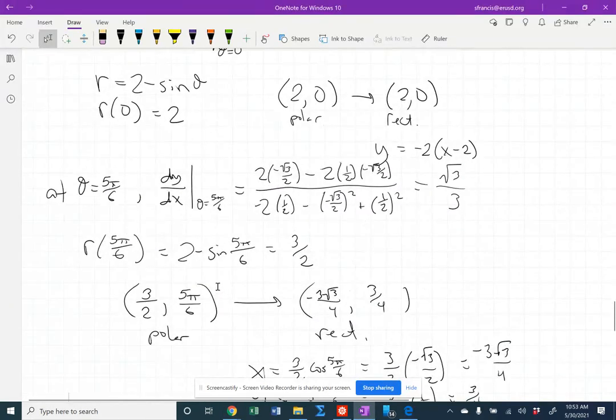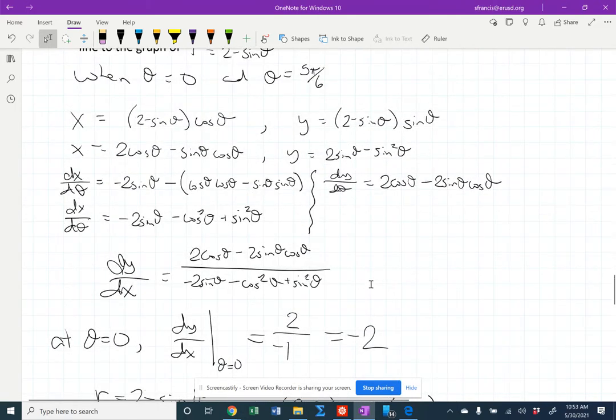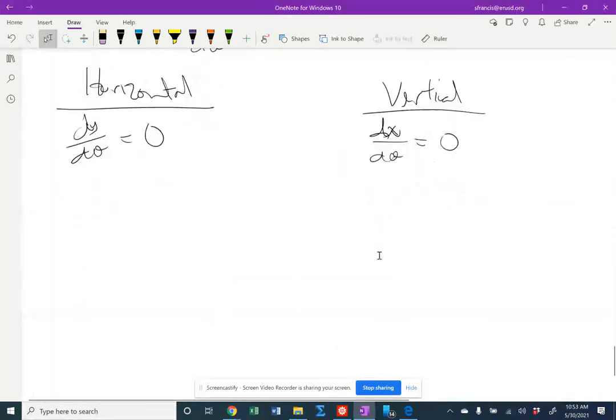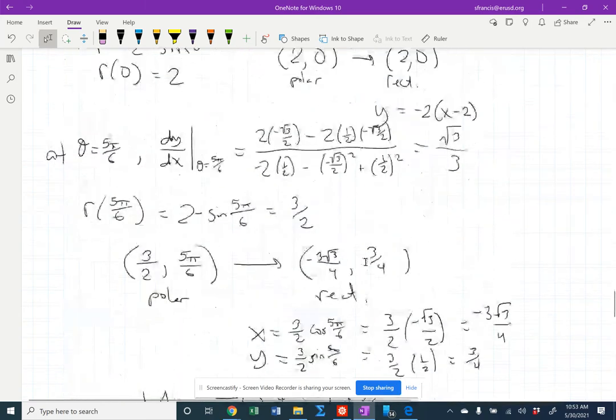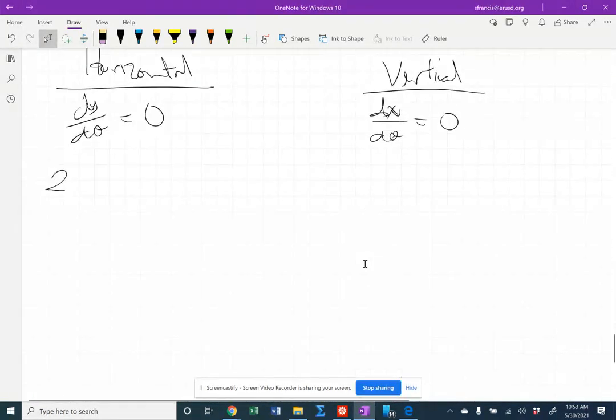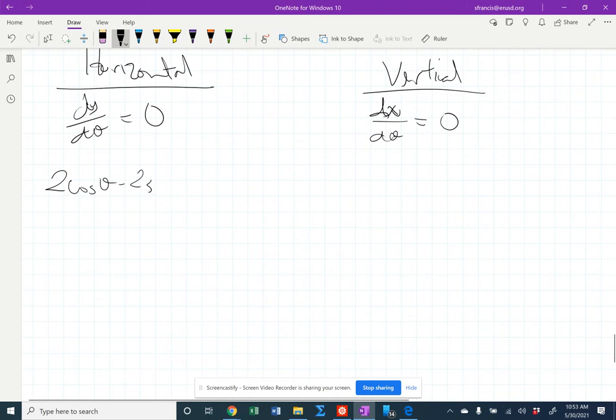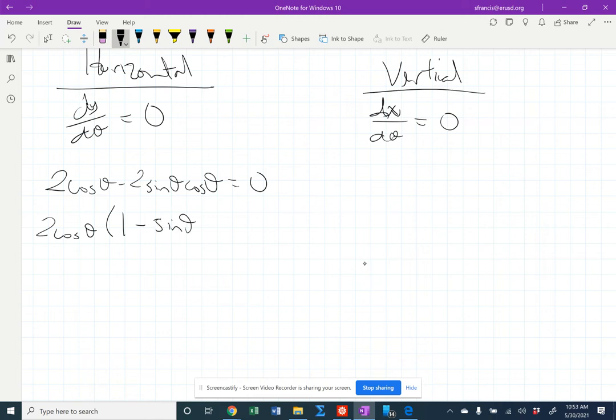All right, so dy over d theta we calculated way back up here. 2 cosine theta minus 2 sine theta cosine theta. So we need to figure out where that is equal to 0. So we can factor out a 2 cosine theta from here, and we're left with 1 minus sine theta equal to 0. So we either have cosine theta equal to 0 or sine of theta equal to 1.